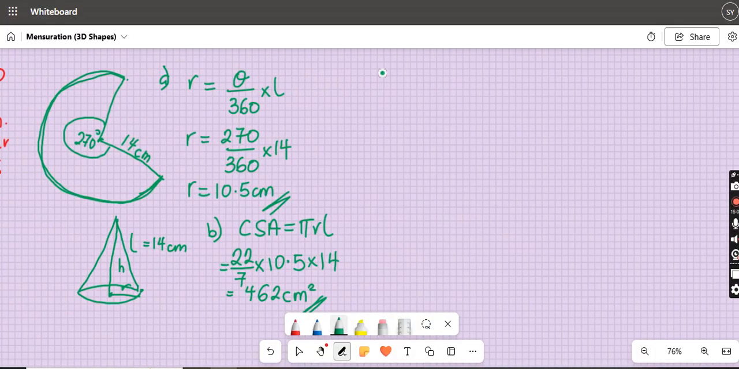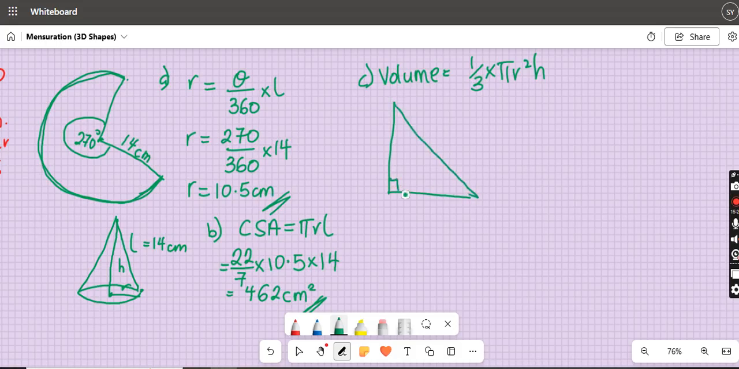For C, we are being asked to find the volume of the cone, which we know is given by 1/3 pi r squared h. But we don't know h. So let's bring out the center of the cone, that right-angled triangle. We are going to have a radius, which we already found to be 10.5. The slant height, we got it from the radius of the sector, and that was 14 centimeters. So we can find h using Pythagoras theorem. This 14 is the hypotenuse, so h is equal to the square root of 14 squared minus 10.5 squared.